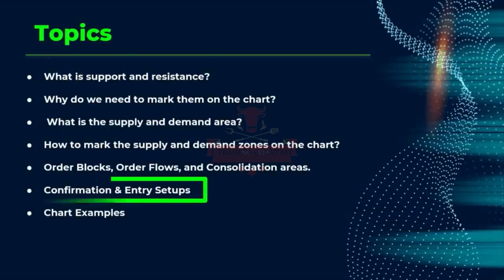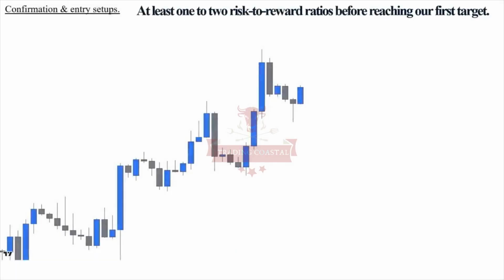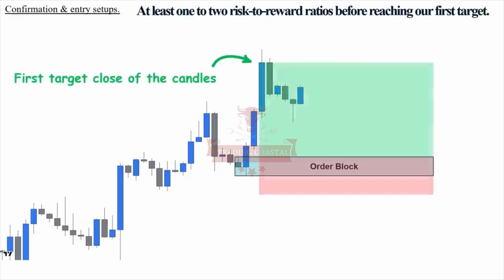Now let me show you some of the best techniques to trade the supply and demand levels and enter at a better price. First of all, we always look for trades with at least 1 to 2 risk-to-reward ratios before reaching our first target. Our first target is the latest high that the price recently created.